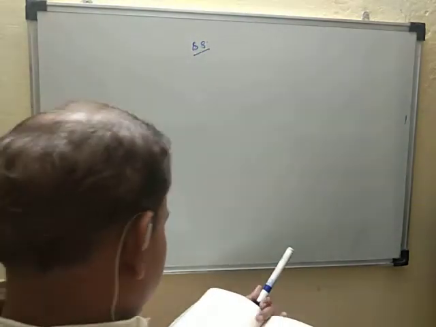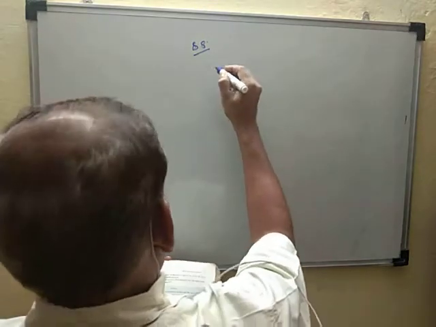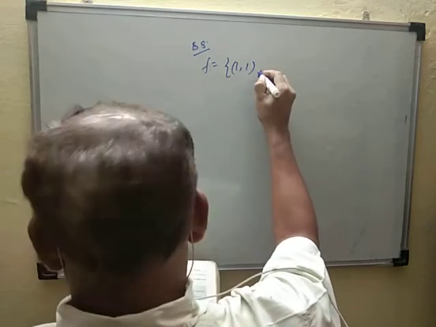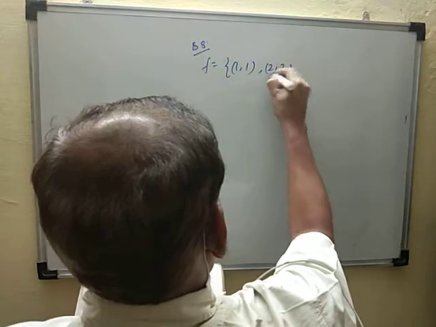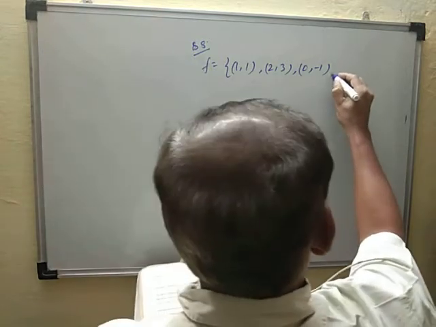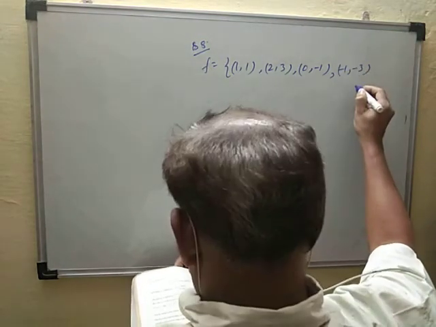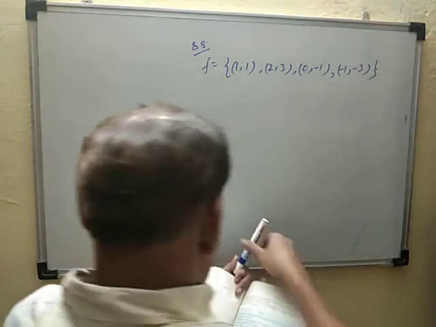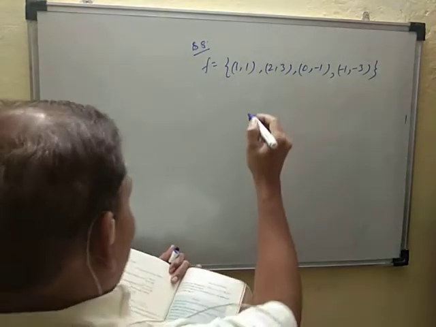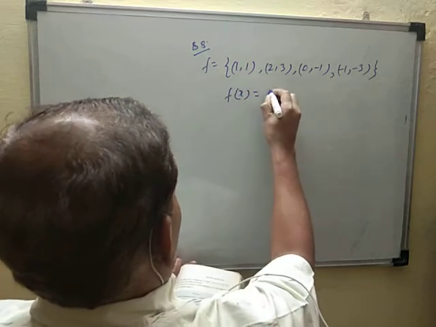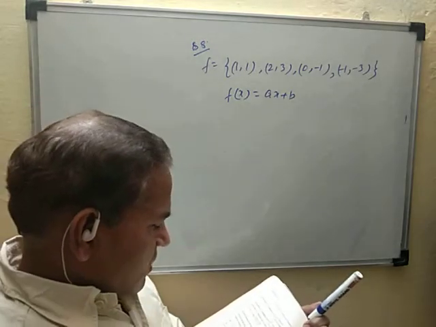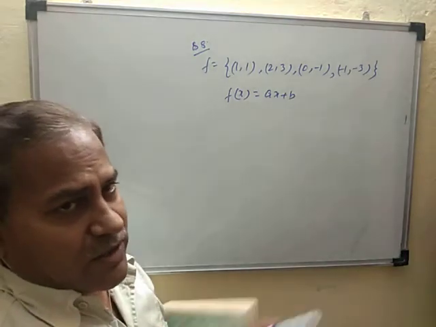Question number 8 is: given f is equal to {(1,1), (2,3), (0,-1), (-1,-3)}, let f be a function from Z to Z defined by f of x is equal to ax plus b for some integers a and b. Determine a and b. We have to find the values of a and b.